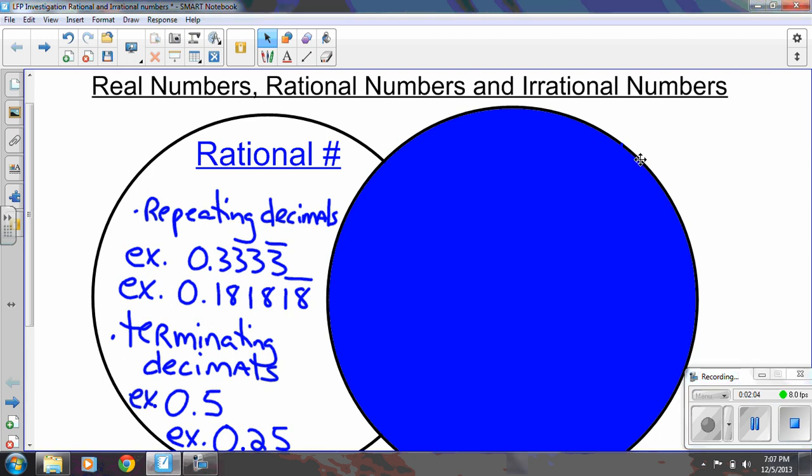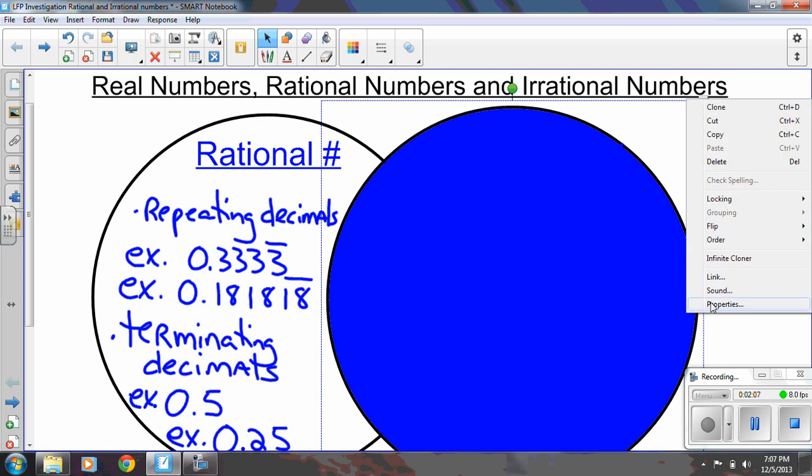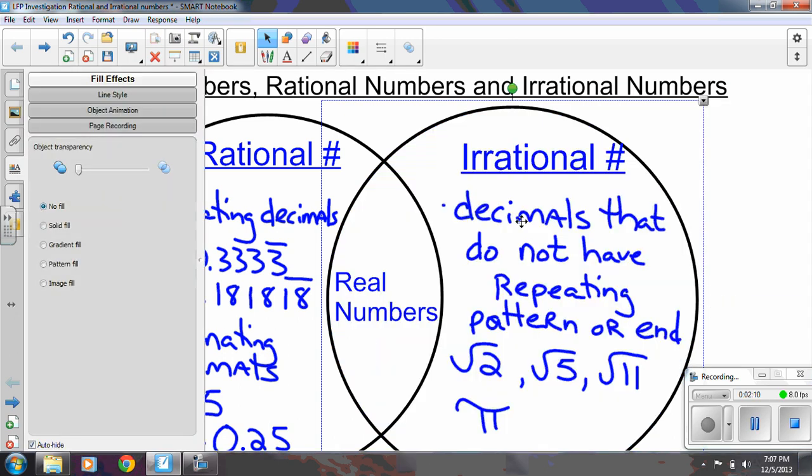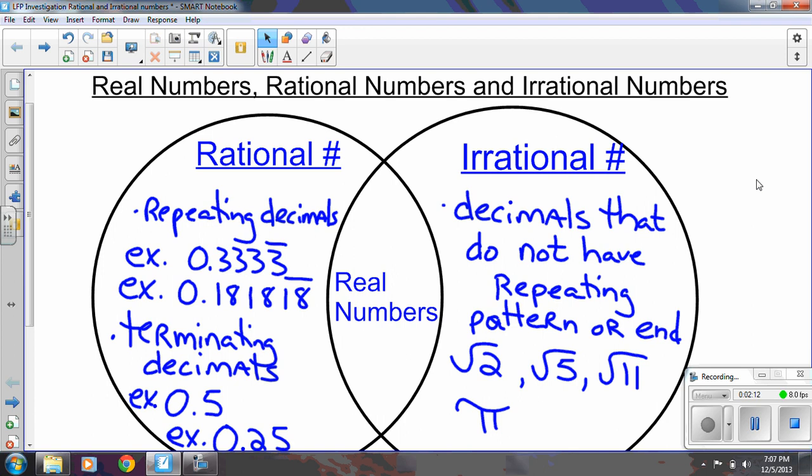And on the other side of the Venn diagram are your irrational numbers. We have talked about irrational numbers in class recently when we've talked about square roots. The definition of an irrational number is a decimal that does not have a repeating pattern or an end to it. And most recently, when we were talking about square roots, we decided that if you were taking the square root of a prime number, that was an irrational number. I do have some examples here on the screen.